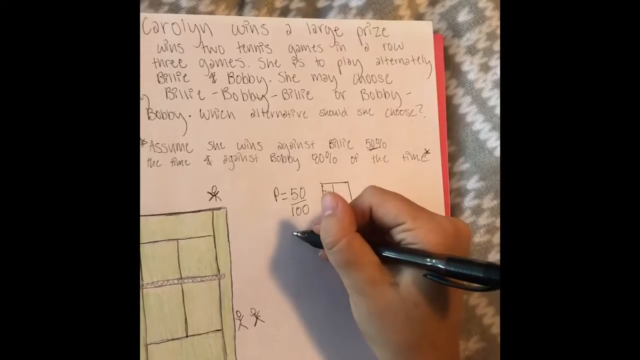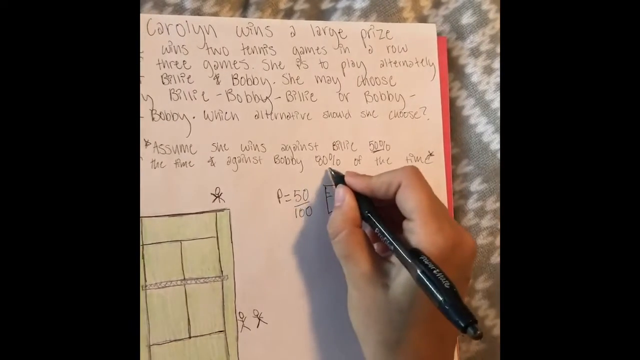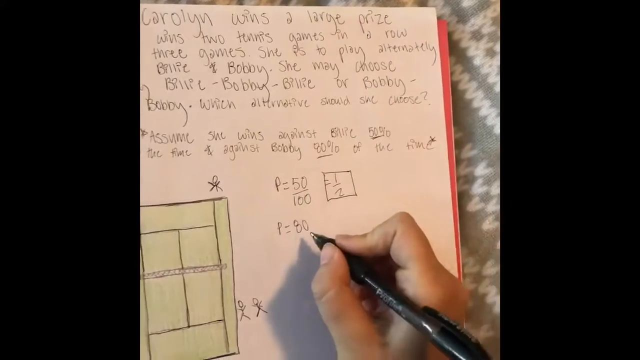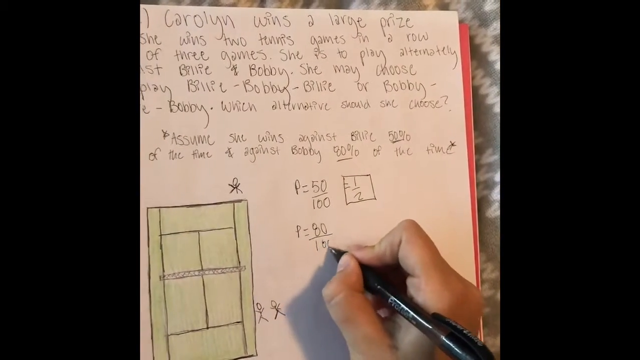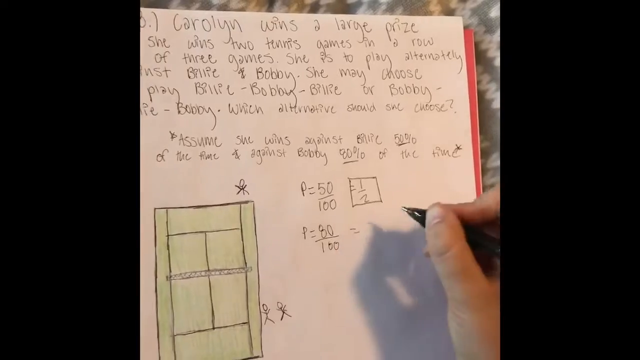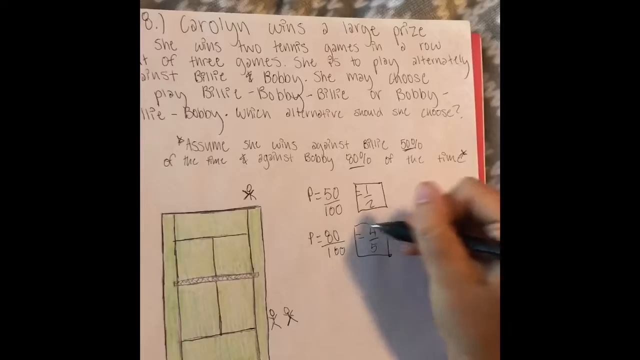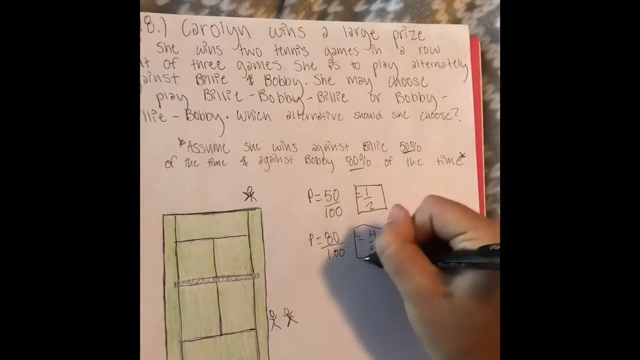And Bobby, so against Bobby 80% of the time. So probability 80 over 100. And when we simplify that, we get 4/5. So that's the information we are given.